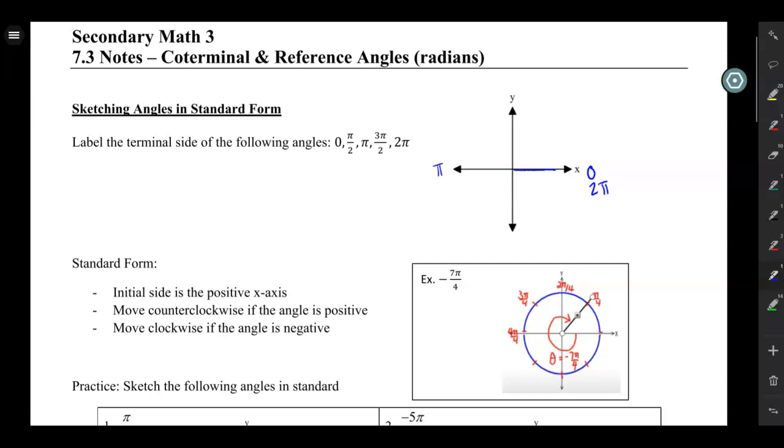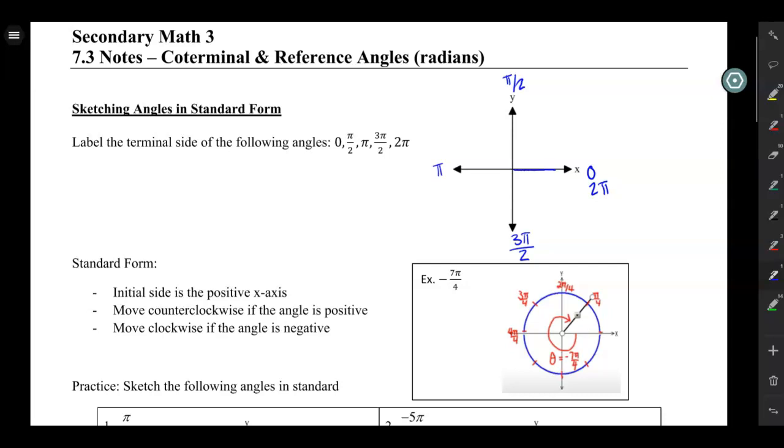And then if you think about this line straight up and down, right between 0 and pi, that's going to be pi over 2, or pi halves. And then right between 1 pi and 2 pi is 1.5 pi, or 3 pi over 2. And you're definitely going to want to have these 5 angle measures, not necessarily memorized, but know where they belong. It's going to help you figure out where a lot of the other radian measures go as we start sketching in standard position.